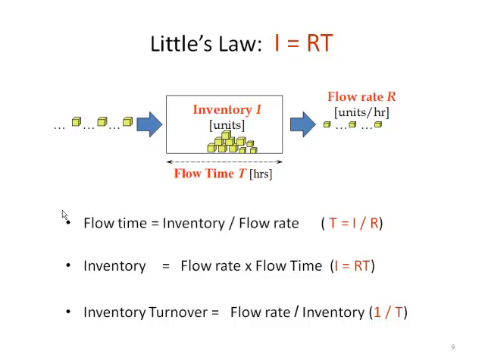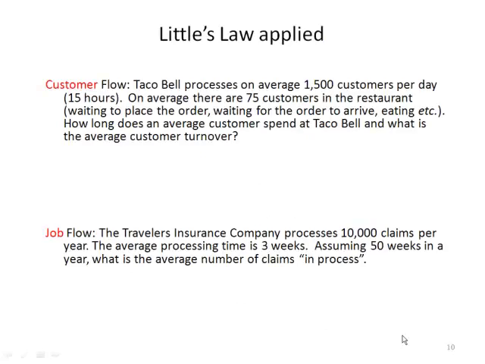Okay, so that's a little bit of the conceptual background. Let me show you how practical and useful Little's Law is in practice. Let's suppose we're looking at a fast food restaurant, a Taco Bell, and we've learned that on average 1,500 customers per day go through the restaurant. And on average there are 75 customers in the restaurant, either waiting to place the order, waiting for the order to arrive, eating, whatever. On average, how long does a customer spend at Taco Bell, and what is the average customer turnover? So one thing I might do is try to draw what the system looks like.